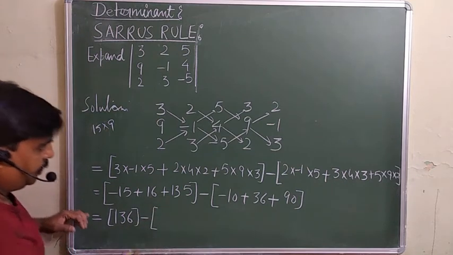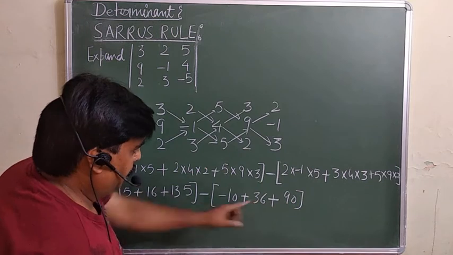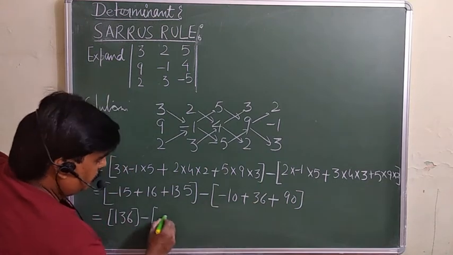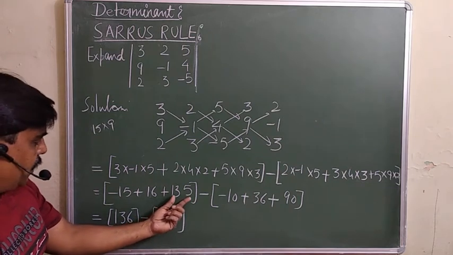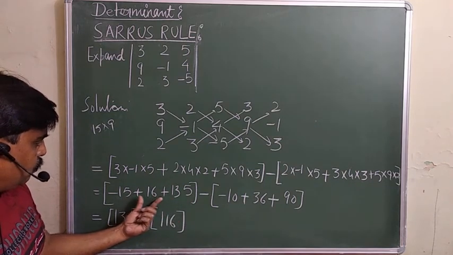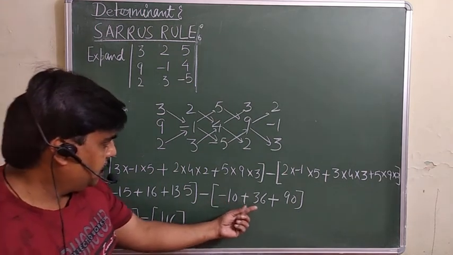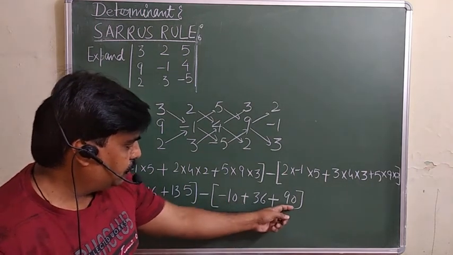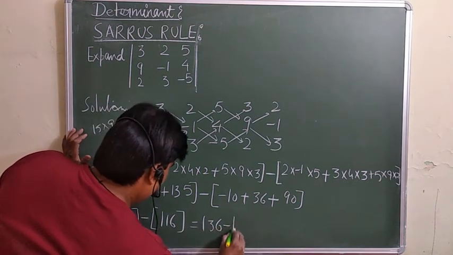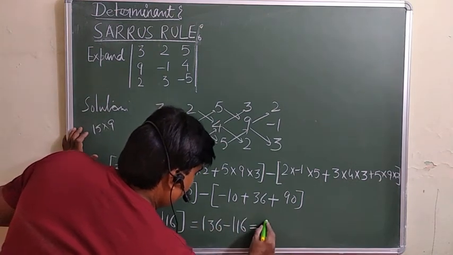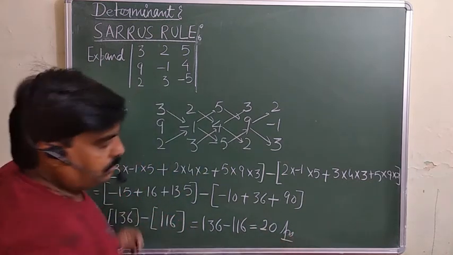Minus here is 90, 80 and this 116. Here is plus 1 and this 136 minus here is minus 10, this plus 26, you can add this one, 160. So you will subtract 136 minus 160, that is equal to 20. This is your answer.